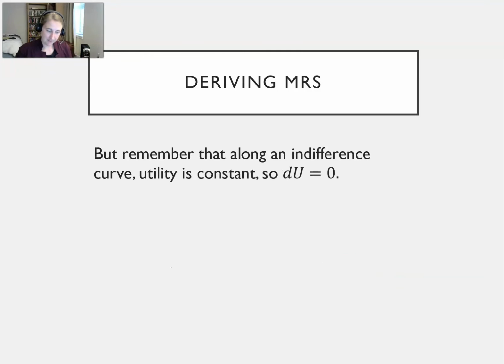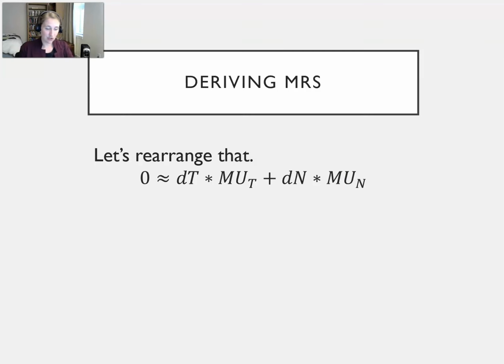Almost there. Remember, however, along an indifference curve, the whole point of an indifference curve is that utility is constant. Along one line on the topo map, your elevation is constant. That's the whole point of a topo map. So, along an indifference curve, the change in utility is 0. Yeah, along an indifference curve, the total change is 0. So let's see if we can rearrange that to get to our punchline.